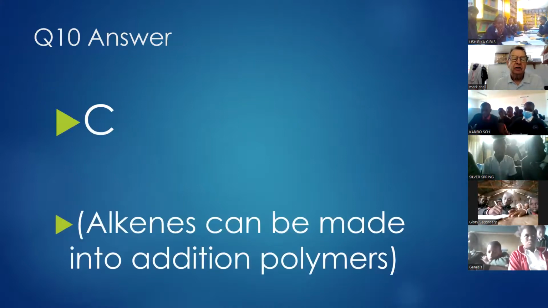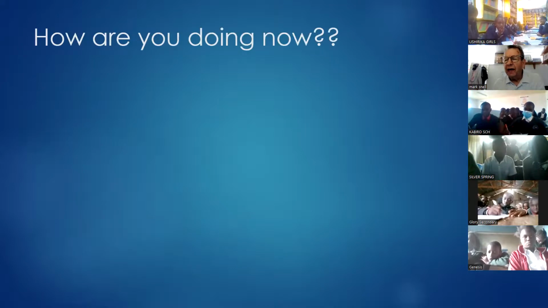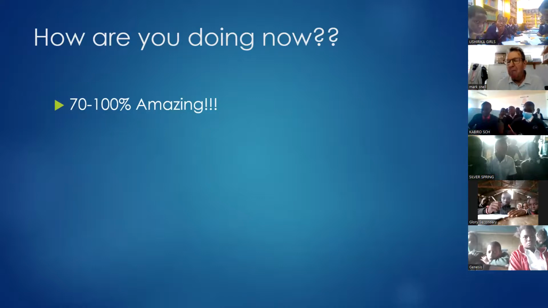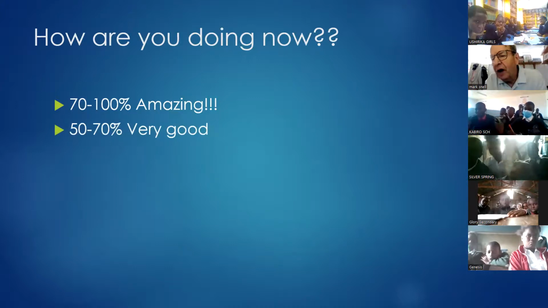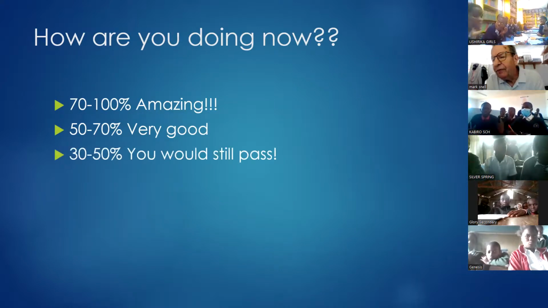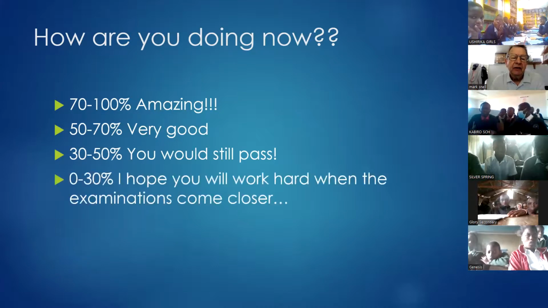Last 3 questions. Question 11. How are you doing now? If you're anywhere 70% over, you are amazing. And I mean actually really amazing. If you're somewhere over half marks, you are very good indeed. And you will do fine in the examination. If you have 30% or over, you could still pass. In other words, you are still doing enough to be able to pass this examination. If it's 0 to 30%, in other words, you've only got 3 out of the 10 so far, I hope you will work a bit harder when we come to the examination.